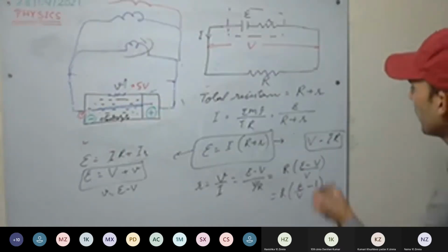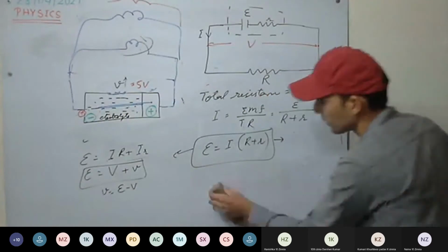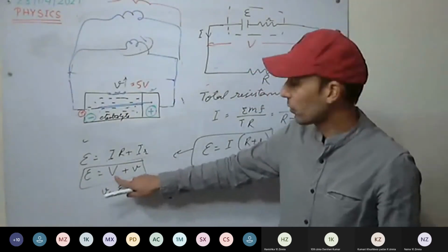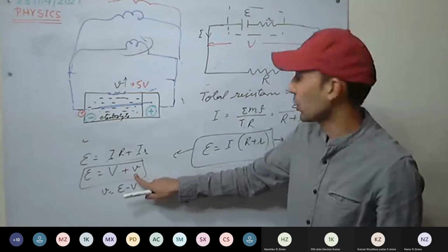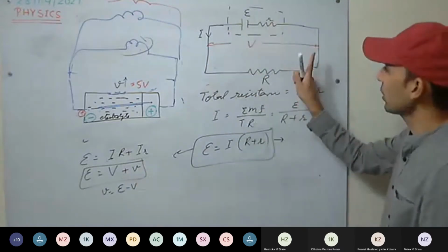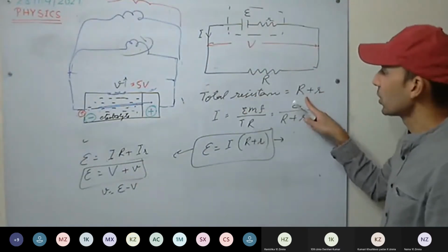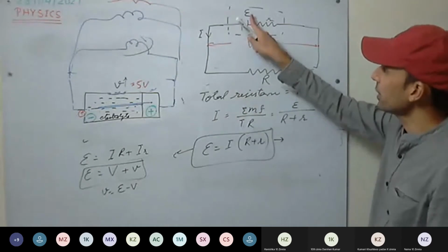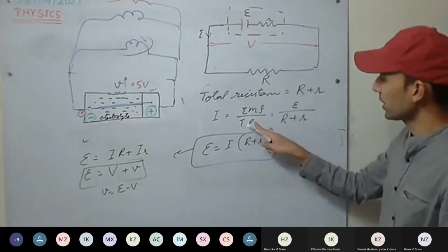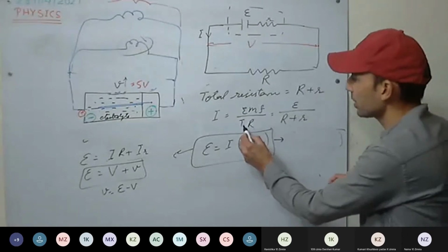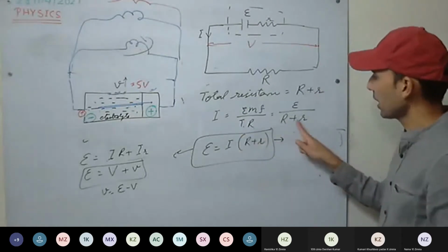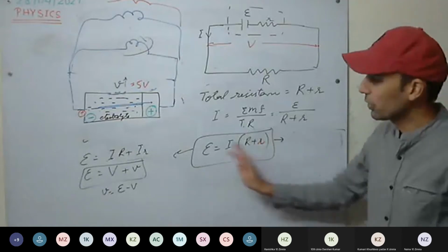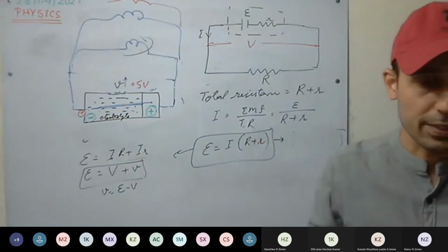So all you have to remember are these two: EMF equal to terminal voltage plus voltage drop. And this circuit you already remember, total resistance equals R plus r. How do we calculate the current flow in the circuit? EMF divided by total resistance, that is R plus r. EMF you can calculate. Further, if you require, you can modify this equation and calculate the remaining.